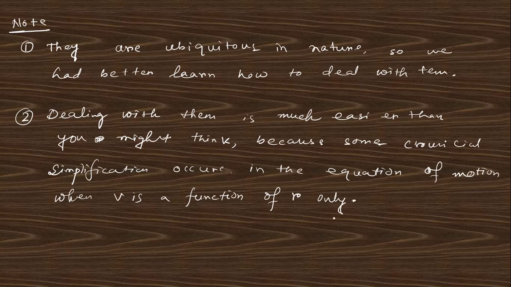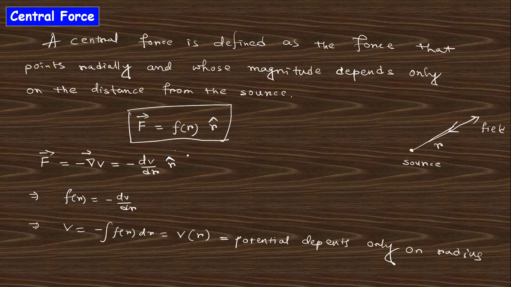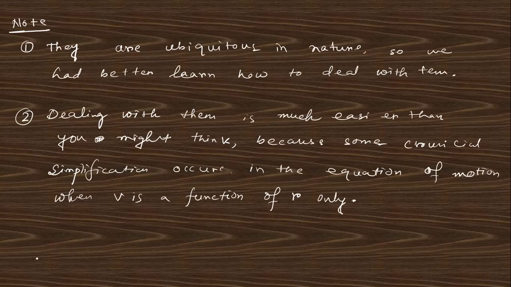So this is the importance of central force. That is, the central force can be represented such that its magnitude depends only on the distance from the source, and the direction will be towards the source or away from the source, okay. This is the basic property of central force. If any force follows this equation, we can say this is a central force, and these two properties are satisfied by the central force.